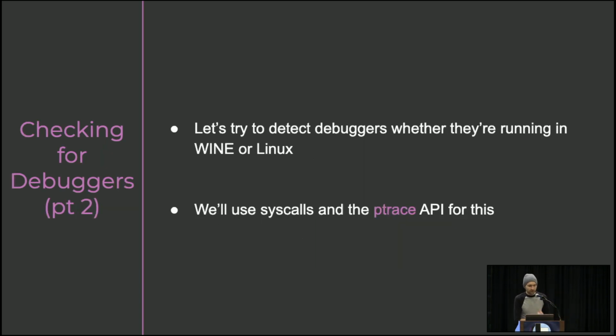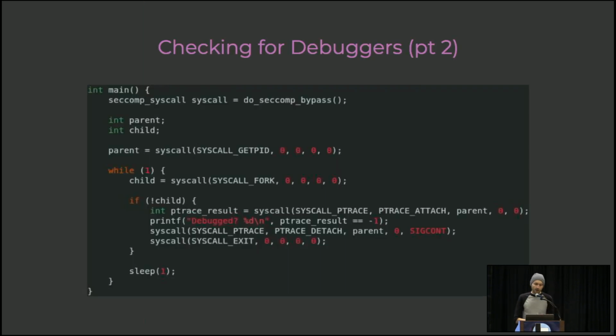The first thing we talked about was checking for debuggers. Let's put together something where we can detect a debugger regardless of whether it's happening from the Windows environment or from Linux. To do this, we'll use syscalls, and we'll specifically use the ptrace API. This is a fair amount more complicated code than last time we looked at checking debuggers. The first thing we're going to do is issue the getpid syscall to get the process ID on Linux, not the Windows process ID, for our current process.